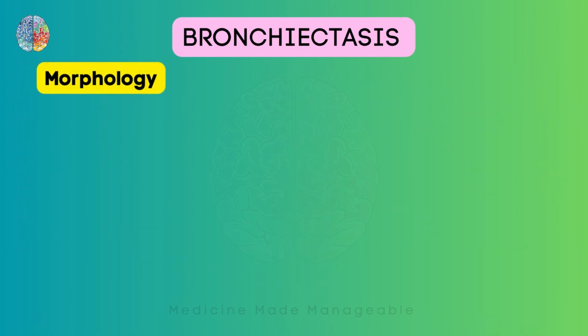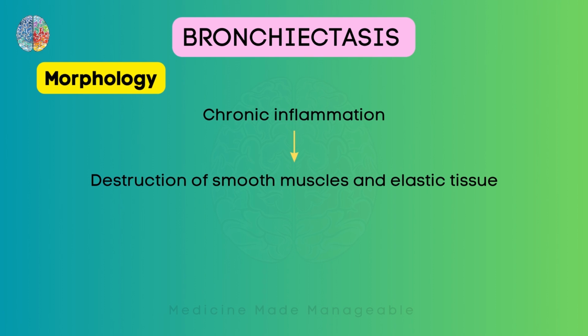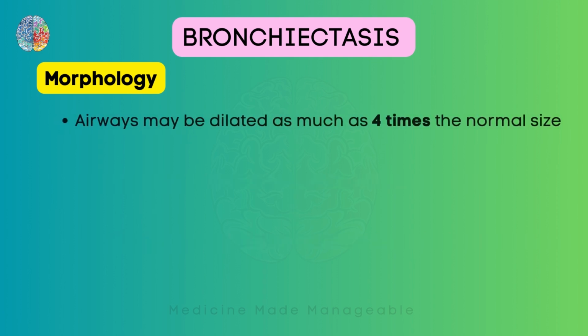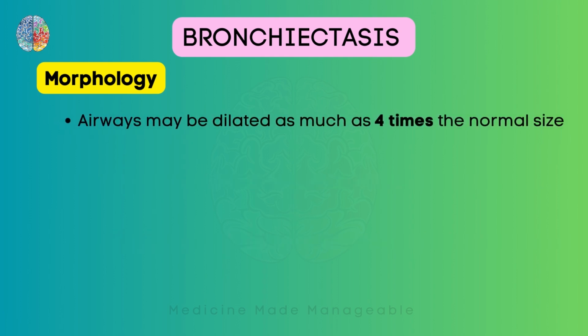Now, what will the lungs look like in this condition? Since we have chronic infection, it will lead to the destruction of smooth muscles and elastic tissue. This will lead to the dilation of the distal bronchi and bronchioles. So this is the main crux of this video: there is dilation or widening of the distal bronchi and bronchioles. The airways may be dilated up to 4 times the normal size. Also, mainly the lower lobes are affected in this condition.